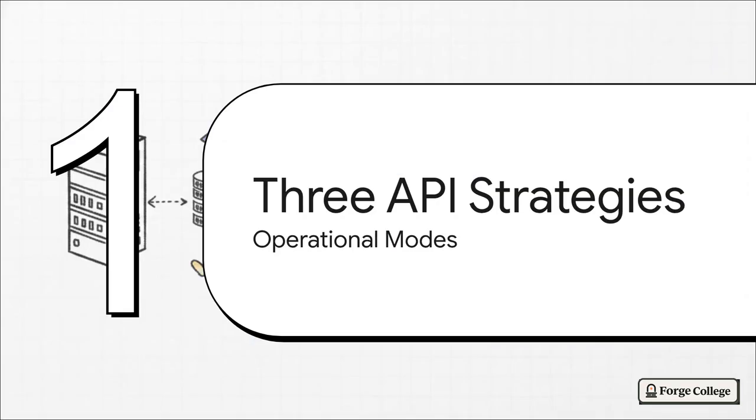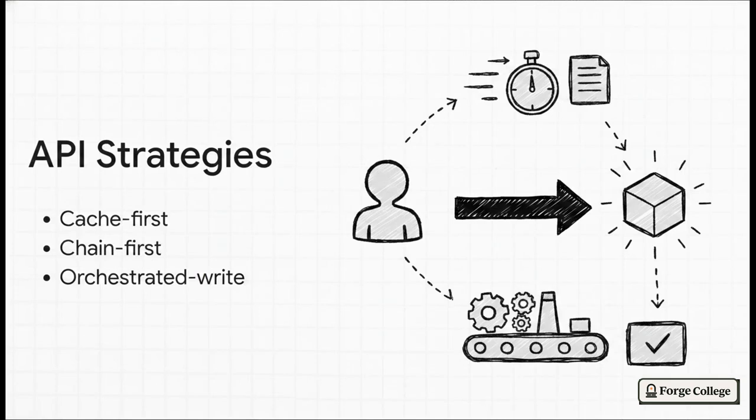Let's look at section 2, 3 API integration strategies, choosing your operational mode. So, how exactly do we balance this speedy librarian and this slow vault? Well, we use 3 specific operational strategies. First up is cache first. This is where the librarian just hands you a quick summary. It's incredibly fast, but maybe a few seconds old.